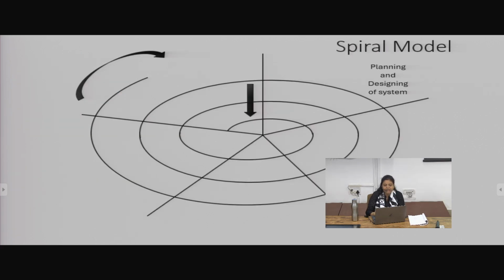Then the spiral model, right? In the spiral model, if you closely see, the very important thing is requirements development.